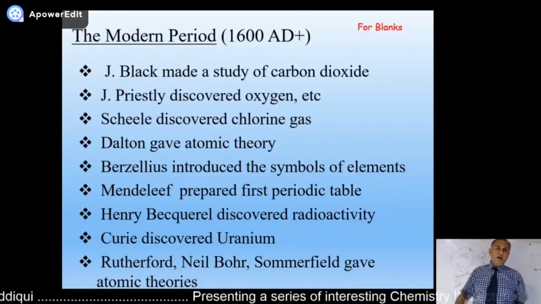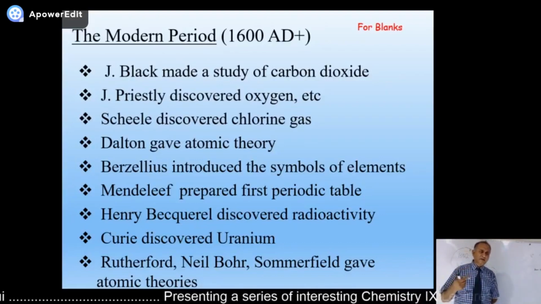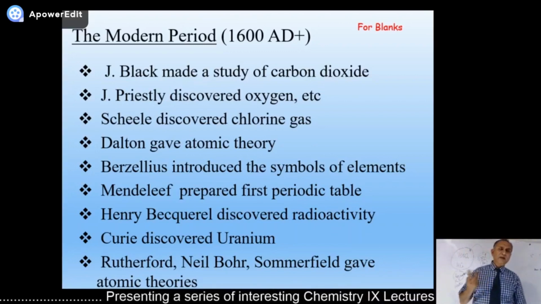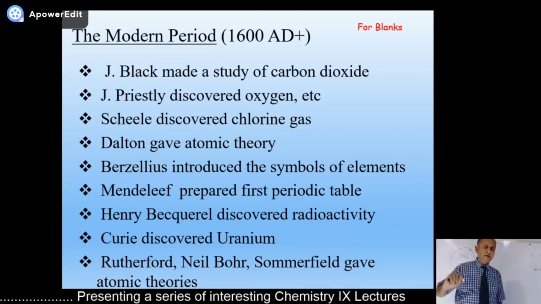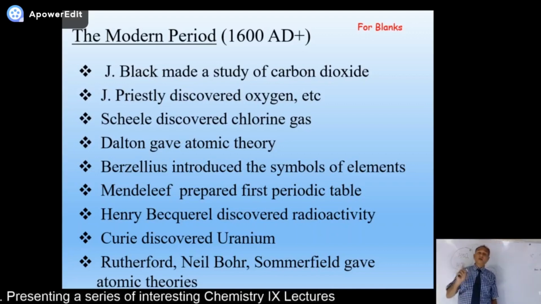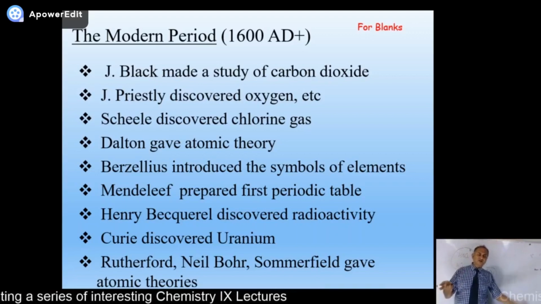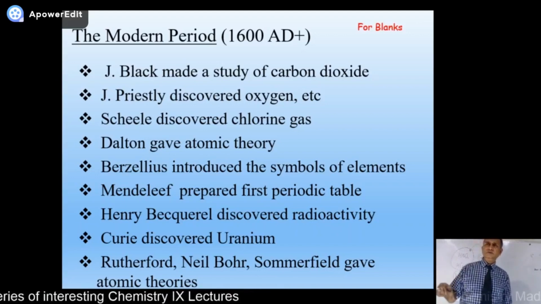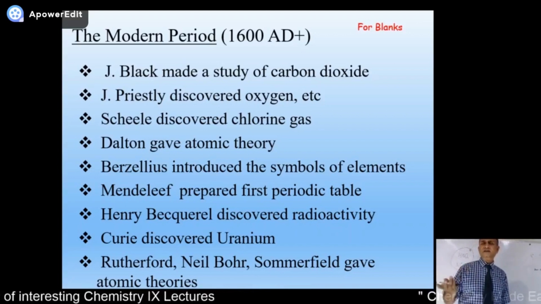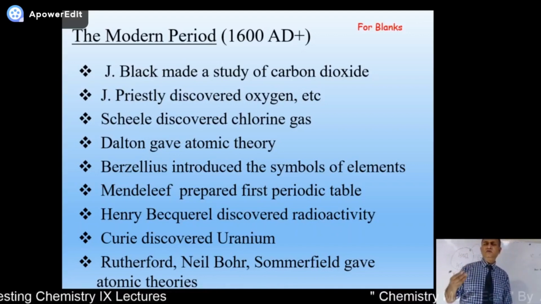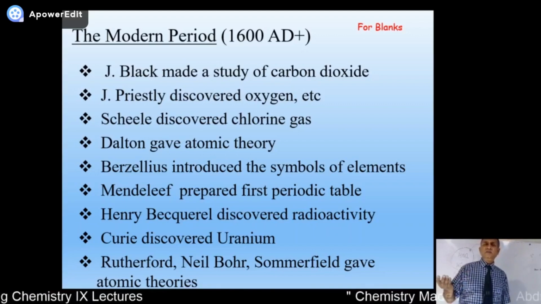Okay? Besides Berzelius, now this part of the modern period is just for blanks. Like someone asked, what did Mr. Black do? He worked on carbon dioxide. Who discovered oxygen? Who discovered chlorine gas? Chlorine is a green colored gas. Who discovered chlorine gas? It's Scheele. Who gave the first theory about the structure of the atom? John Dalton. He was an English school teacher. Who introduced the symbols for elements and formulas for compounds? Mr. Berzelius.